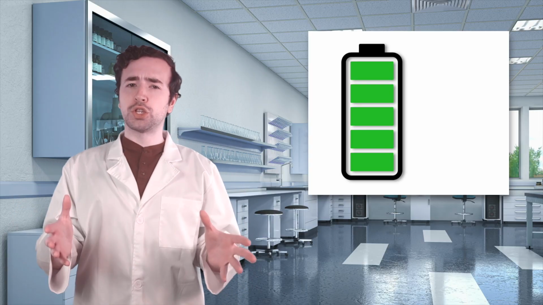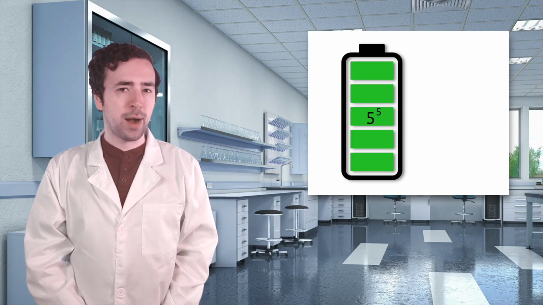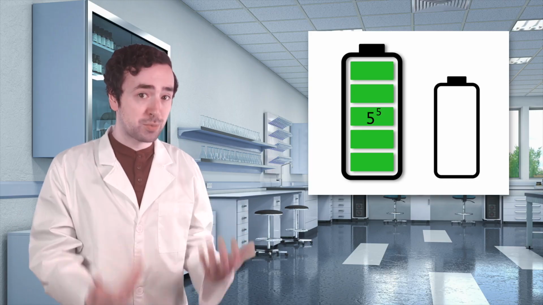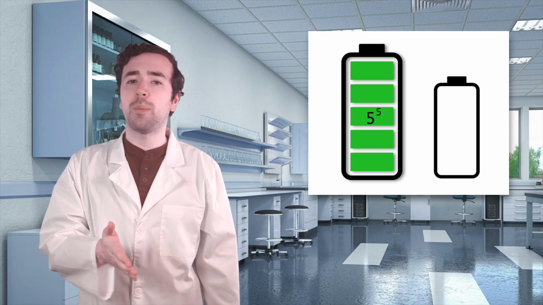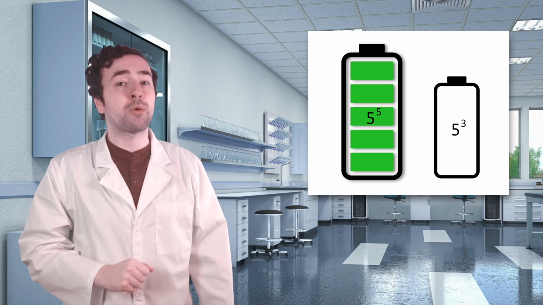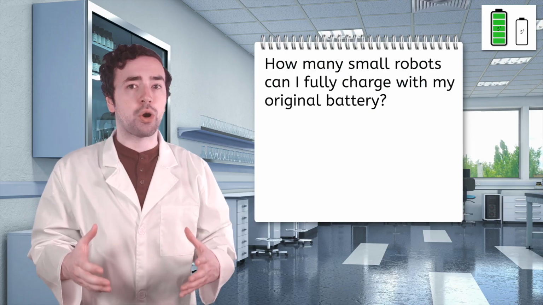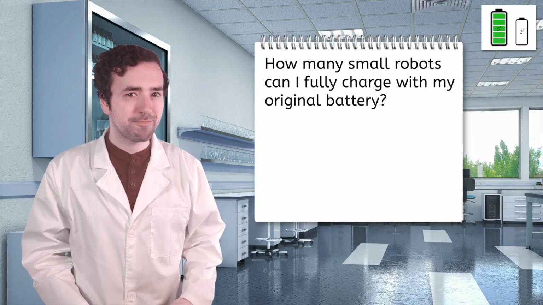I already designed the battery for the big robot, and it's fully charged with 5 to the 5th power of energy units. I want to use it to charge the batteries for the smaller robots instead. Those small batteries only need 5 to the 3rd power of energy units to be fully charged. I need your help to figure out how many small robots I can fully charge with my original battery.